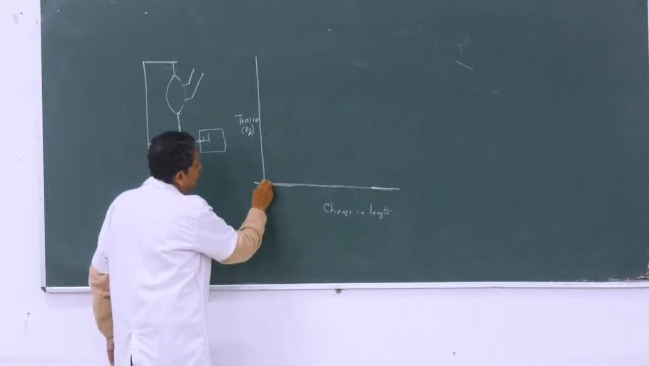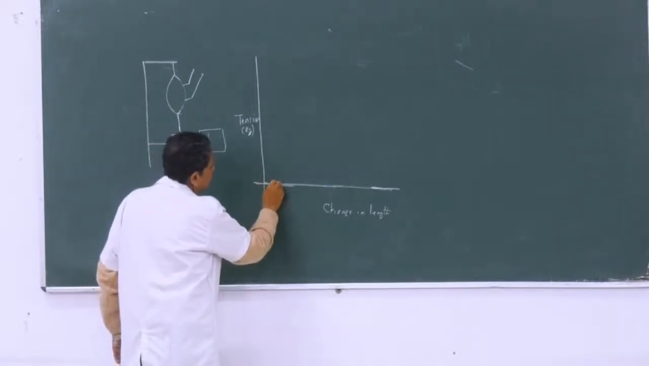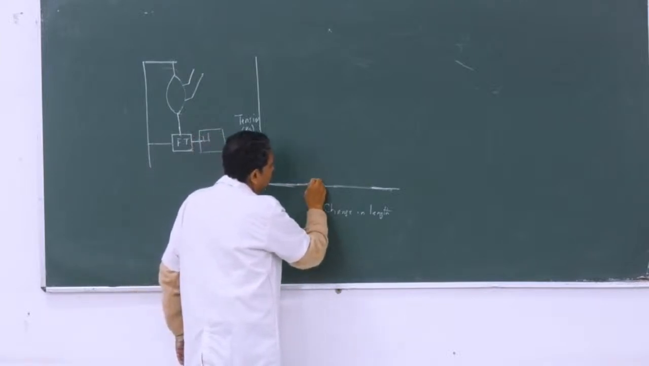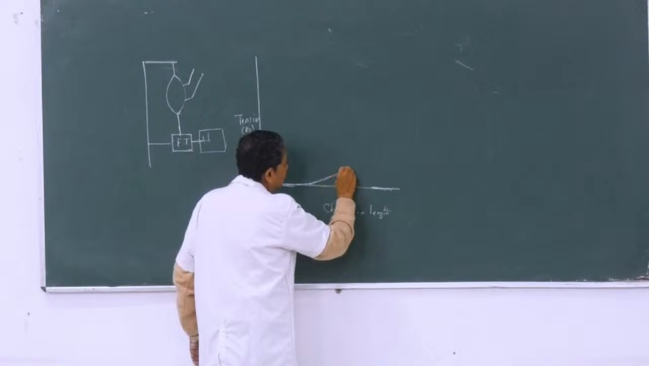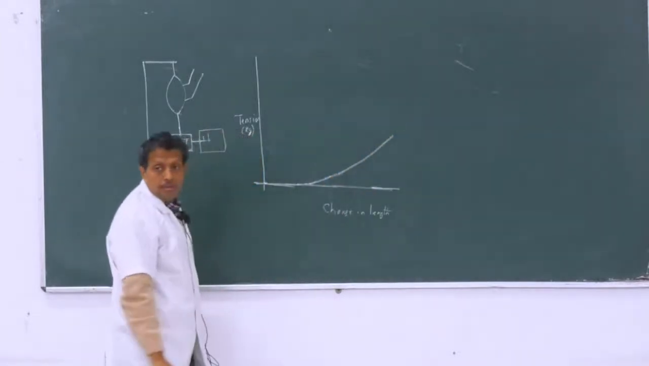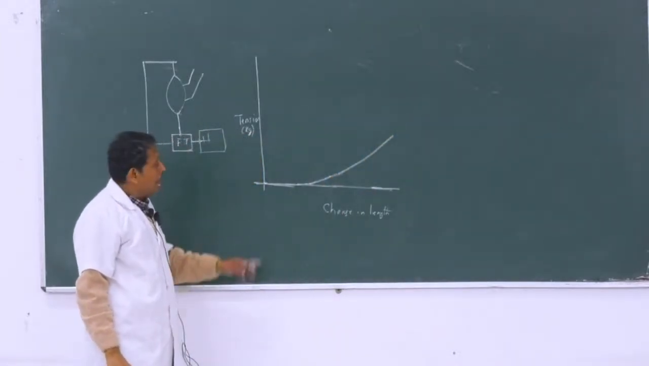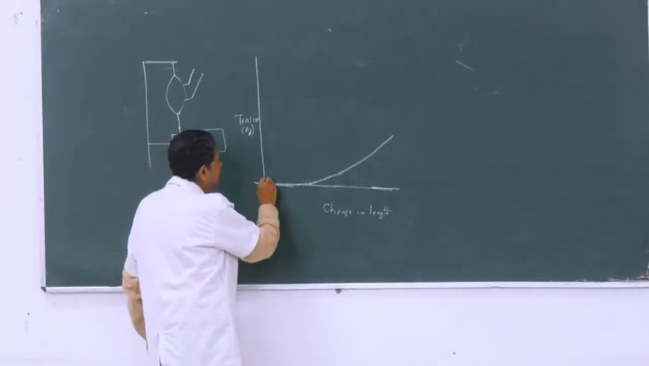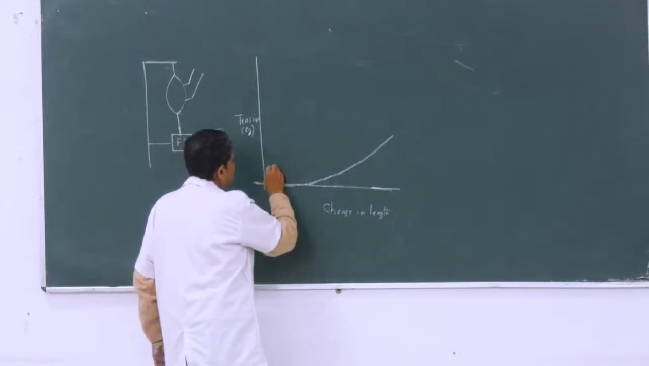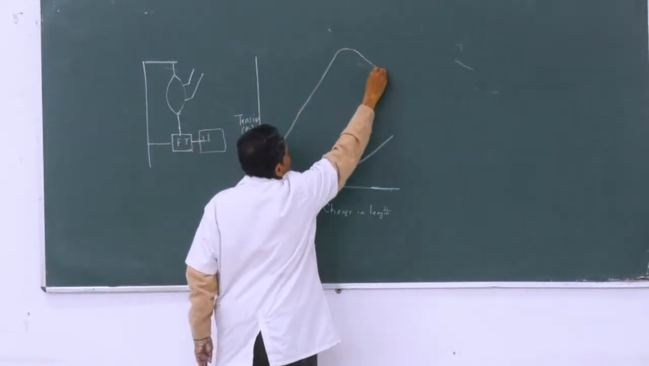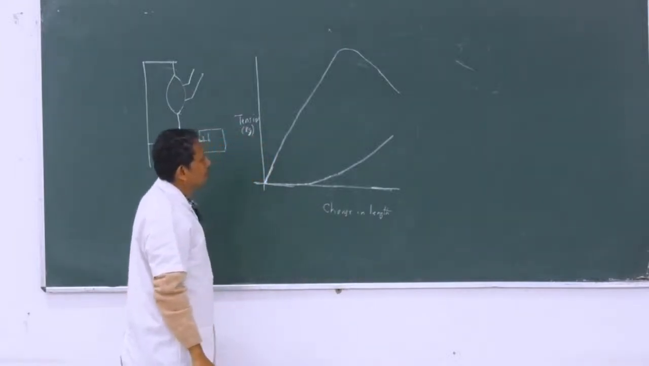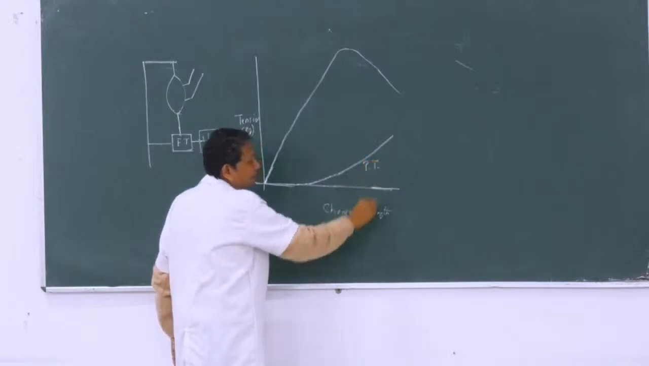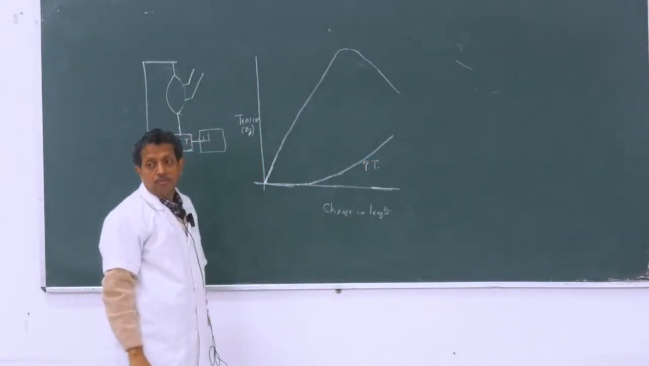Suppose when it is increased in length to some extent, from this point, without any stimulation, there is an increase in the tension. And at each length, it is then stimulated, and you get this type of curve. So it is the passive tension, without stimulation.